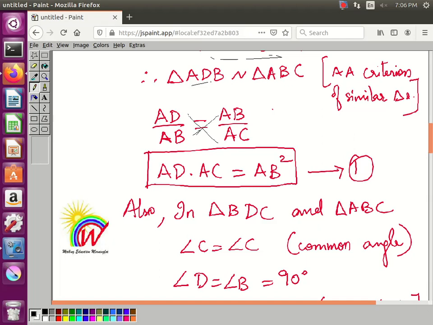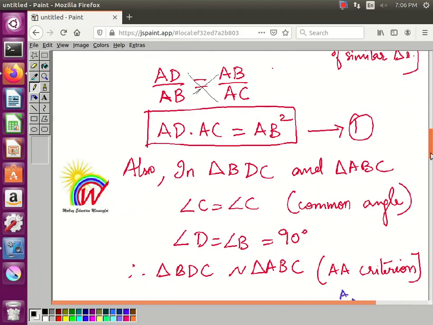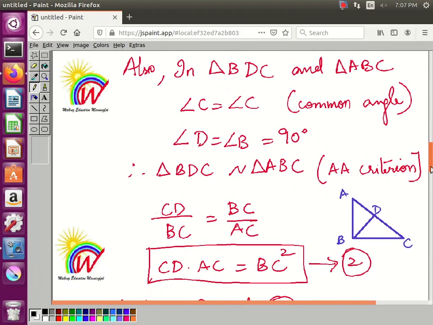Now we'll go to the next triangle. So let's talk about triangle BDC and triangle ABC. See, I have drawn the triangle again down, a blue triangle. So now BDC is the next small triangle at the bottom, the second triangle, and ABC is again the whole triangle. Now here if you talk about BDC and ABC, what's happening? See, here C is common for both the triangles. Angle C is common for the small triangle BDC and the big triangle ABC. So angle C equals angle C. I'll write it as a common angle.